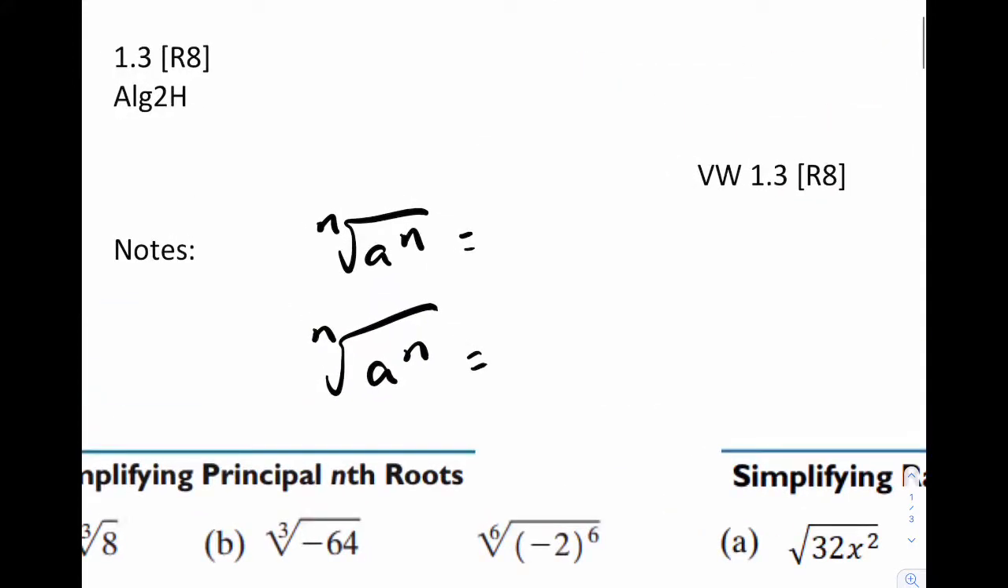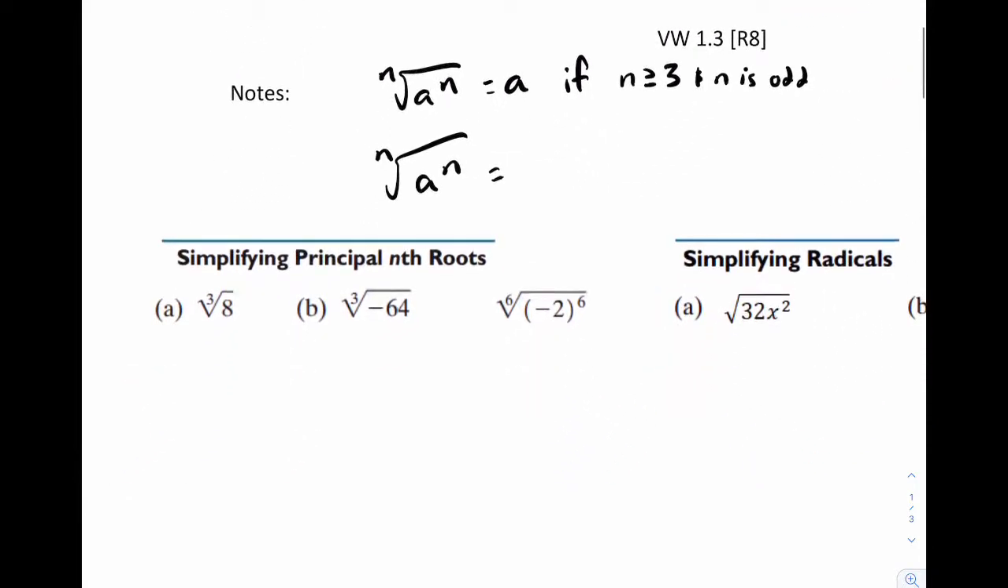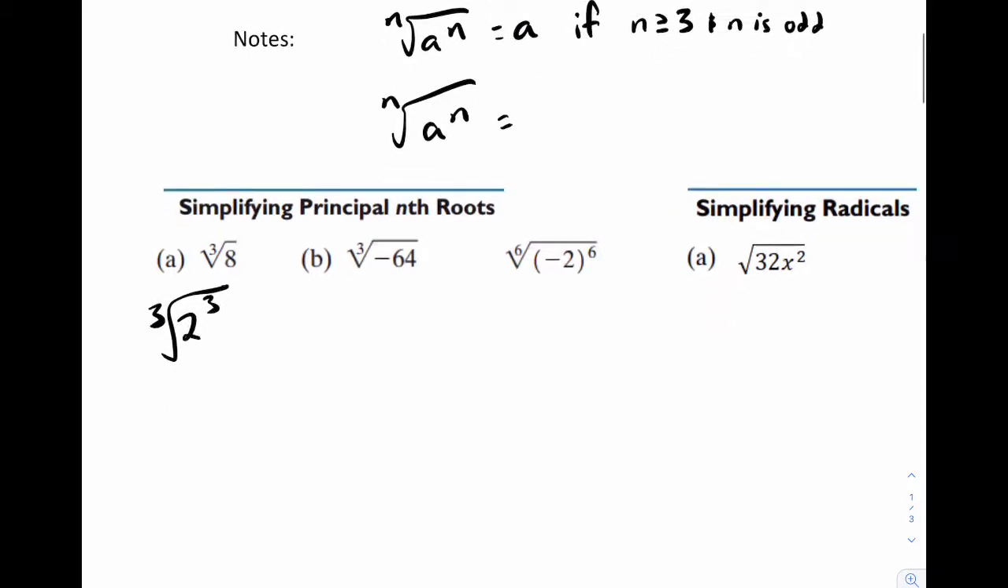You have a to the n power to the nth root. This will equal a if n is greater than or equal to 3 and n is odd. So for example, if you have like 2 to the third root, or like a perfect cube, you just get the number right back. So an example of this would be something like the cube root of 2 to the third. We can see that that's simply 2. Or you could just think about it, that 2 times itself 3 times would be 8, right? That's how we typically approach radicals.